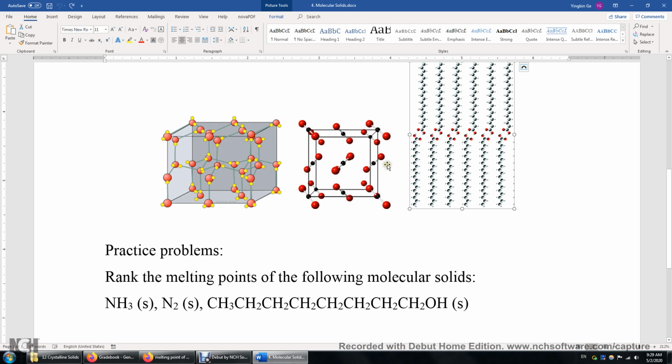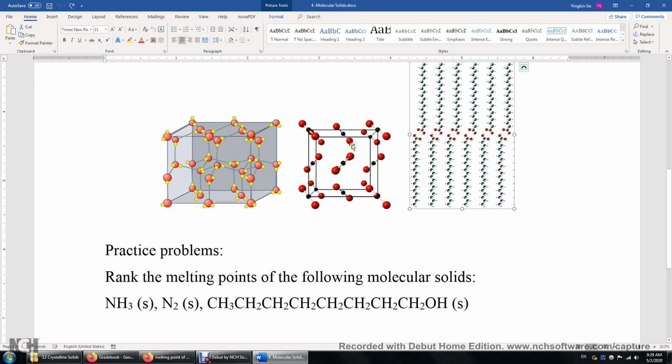And over here this is CO2. Again, this is CO2. This is, I think, face-centered. So you have 1, 2, 3, 4, 5, 6. The one behind is hardly seen here, but there's one on the front, one on the back. So this is a face-centered cubic unit cell.